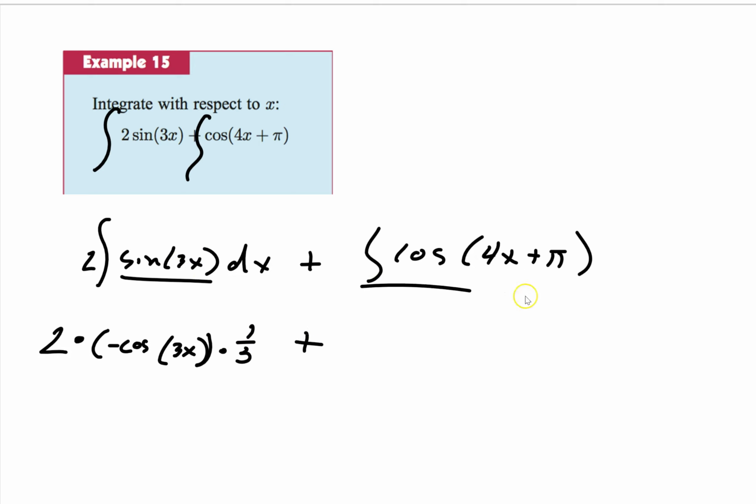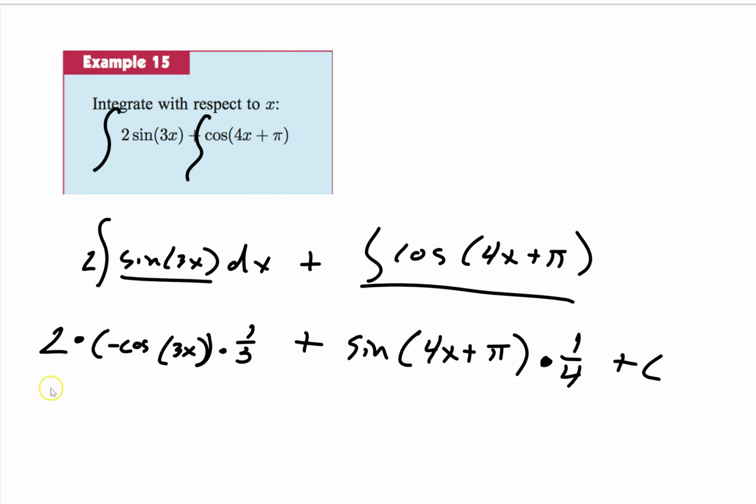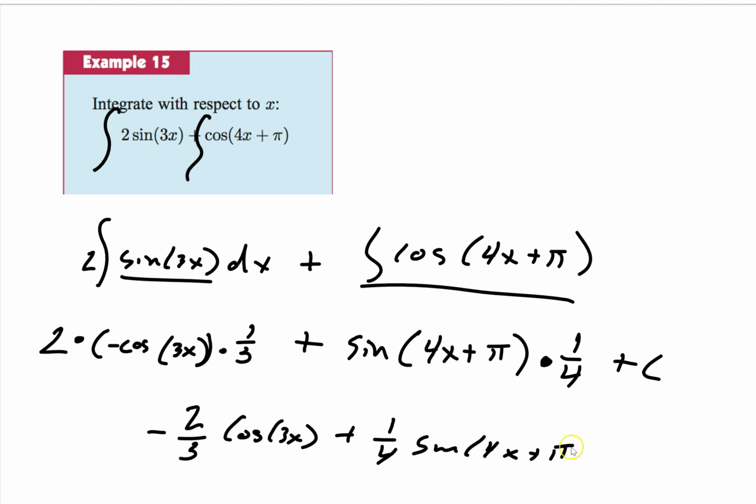Plus, same thing here, right? Integrate the outside, the integral of cosine is just basic sine. Leave the inside alone. And then divide by the derivative of the inside. Now, again, pi is just a number. It looks funky and it's cool looking, but it's just a number, so it goes away. The derivative of that is 0. The derivative of this is 4, so we're going to divide by it, 1 over 4. Then we get the plus c. And then we're done. We can make it a little prettier: negative 2/3 cosine 3x plus 1/4 sine of 4x plus pi, plus c. And that's how you do reverse chain rule.